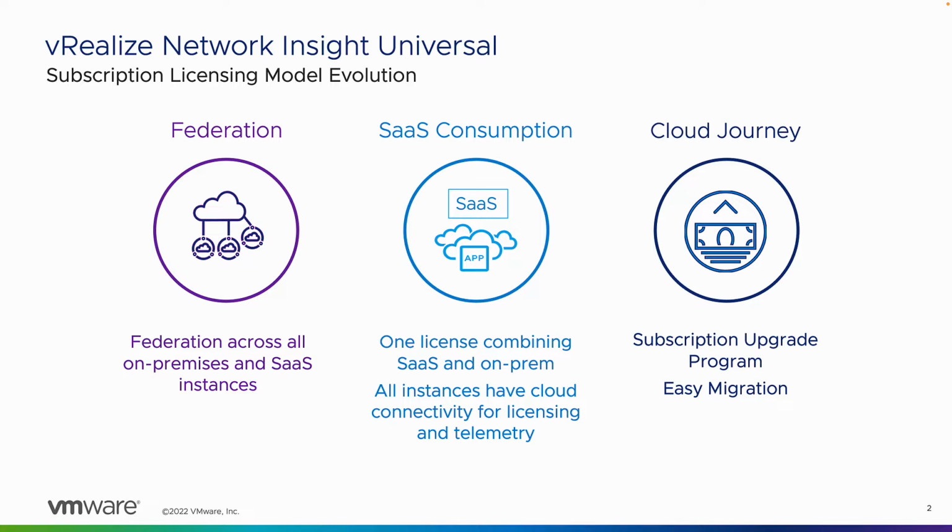This new license unlocks a new feature called federation, which this video and demonstration is about, but we'll get to that in a little bit. But also know that we have a subscription upgrade program running that lets you easily convert your VRNI Advanced, VRNI Enterprise, or the VRNI versions that are attached to the NSX Enterprise Plus license, and convert those into vRealize Network Insight Universal licenses, so you can easily translate to the vRealize Network Insight Universal license pool.